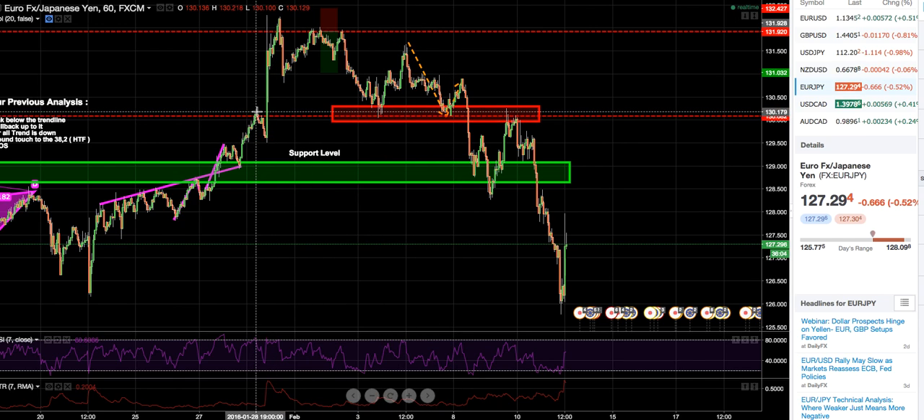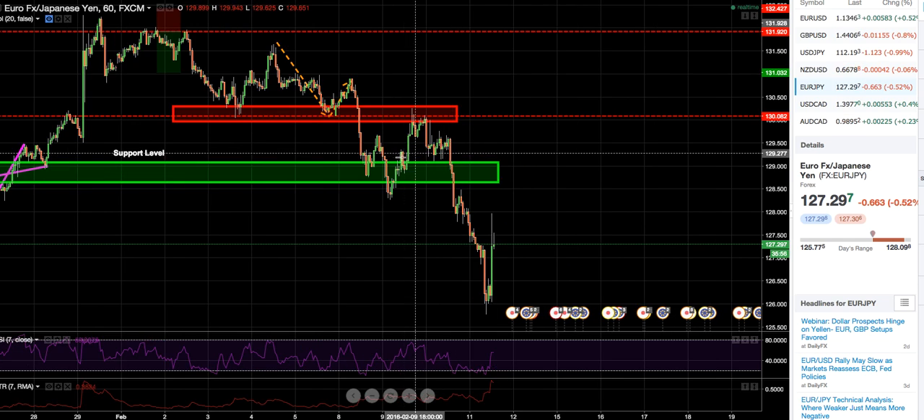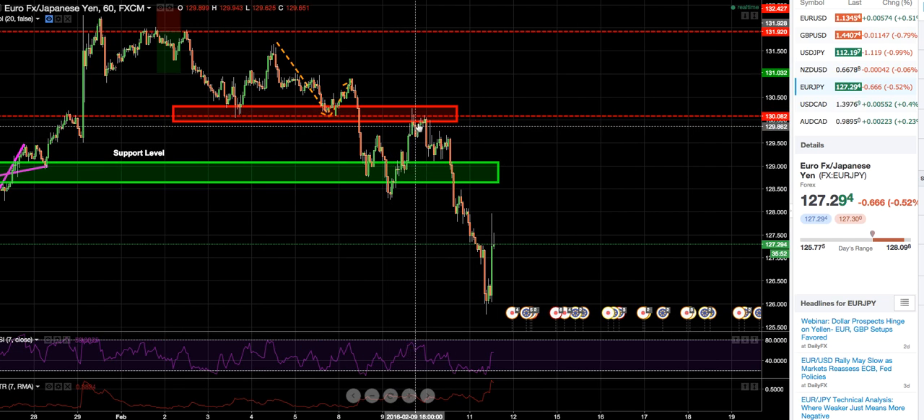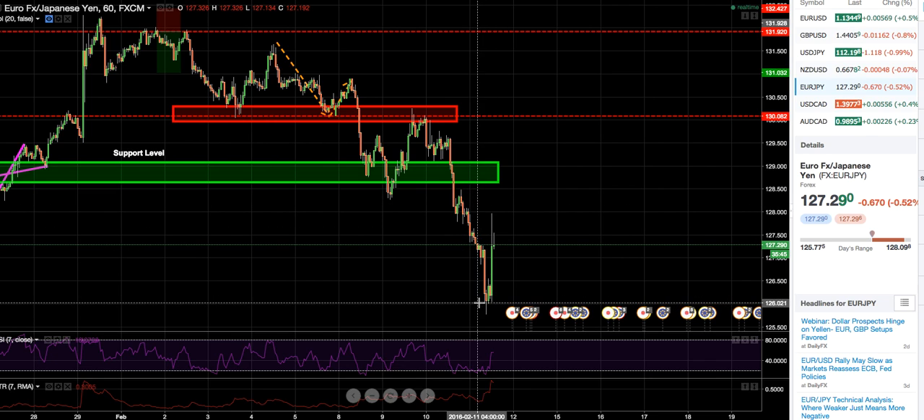We have a structure right here, and right here. An interesting level, to say the least. You can see that the market came up into that point, or that area. We even got a double top right here, and then just collapsed, right?